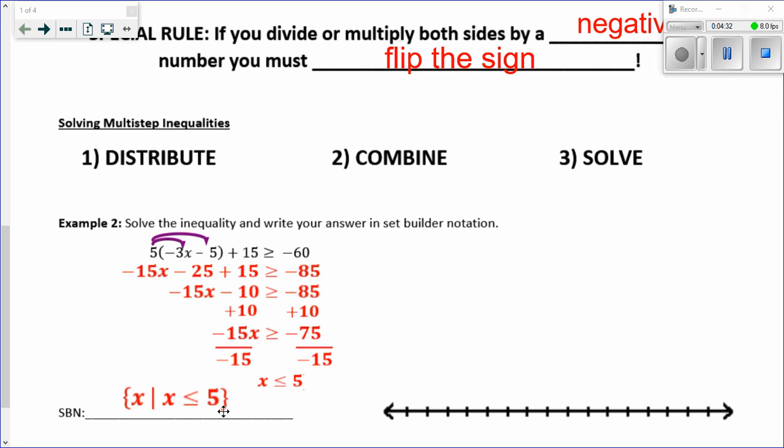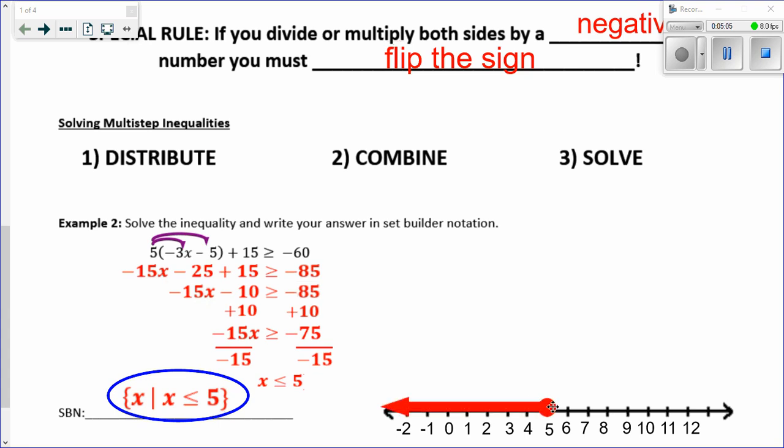And then to graph this, I would number my number lines. Oh, right here. So I have 5. I definitely need 5 because that's my placement. And I'm going to number everything else around it. And because it is less than or equal to, that equal to part tells me I'm going to put a closed circle on 5. And less than means I'm going to point to everything on the number line that's smaller than 5. So that's my graph.